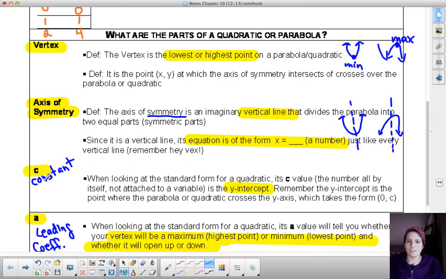This constant, that's that C value, is always going to be the y-intercept. It's always going to happen. When I plug in a 0 for x, I'm going to get the C value as that ordered pair, right? That's the definition of a y-intercept.